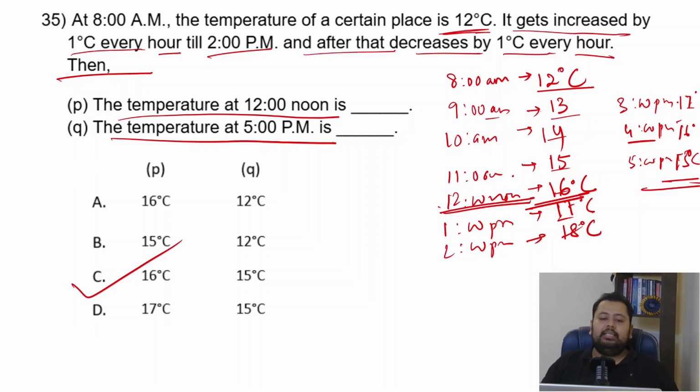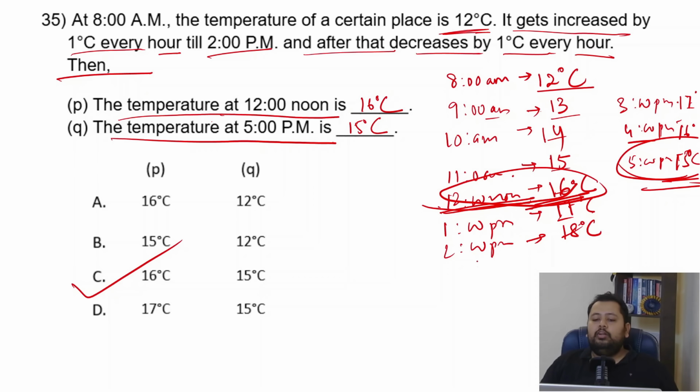So option C is your correct answer. At 12 noon, the temperature is 16 degrees centigrade. At 5 p.m., it will be 15 degrees centigrade. So till 2 p.m., it increases by 1 degree and then it starts reducing. So option number C is your correct answer. Hope you got this one correct as well.